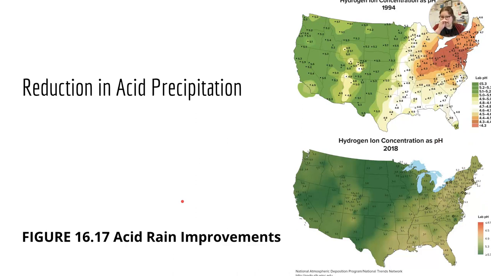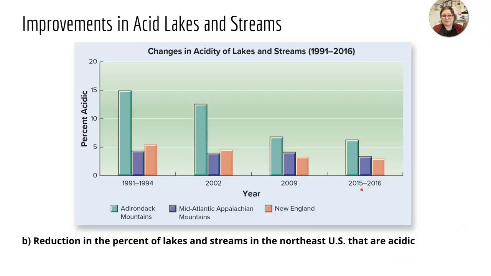So this is a reduction in acid precipitation over time. So this is hydrogen ion concentrations in 1994, shown as pH. So especially over here on the East Coast, big issues. But in 2018, we have had a huge increase in pH, but decrease in that acid precipitation because we have decreased those pollutants.